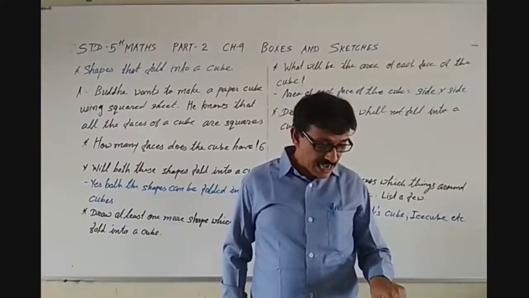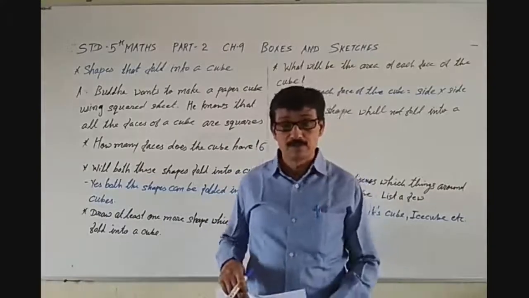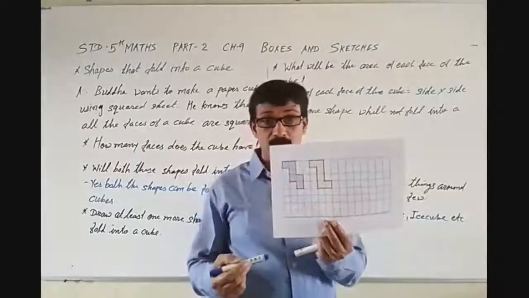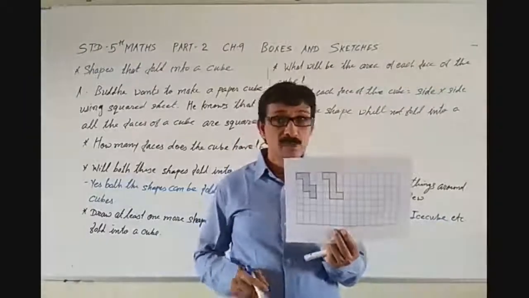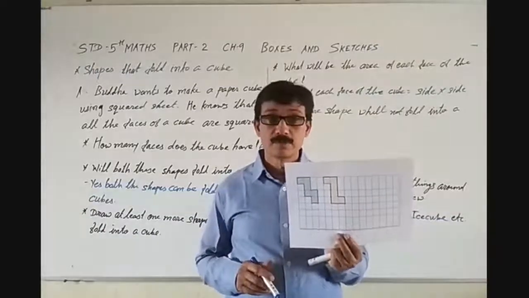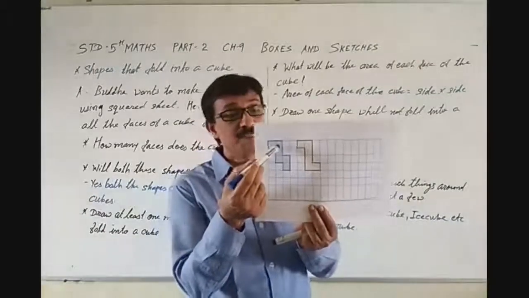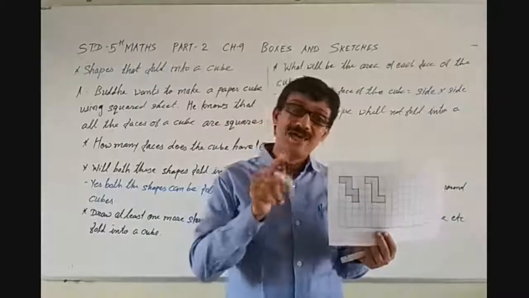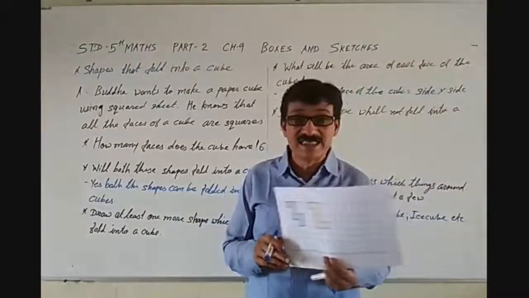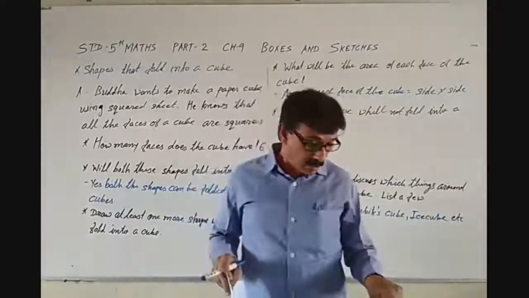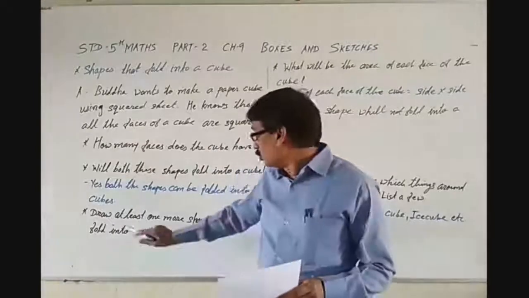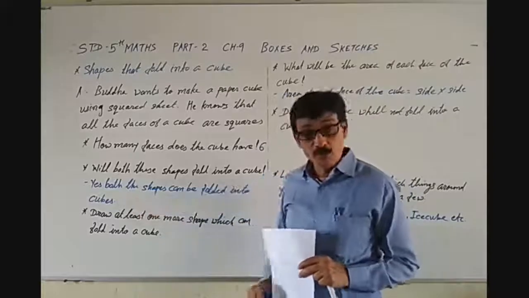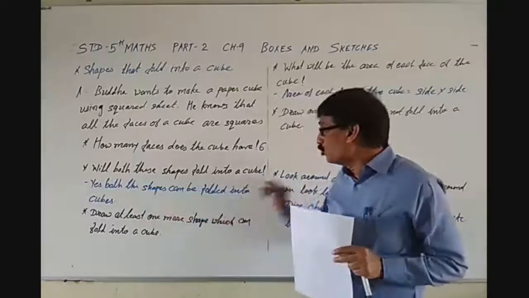Okay. Now after this grid, you can see some questions are there. Will both these shapes fold into a cube? Yes. Why? Because it is made up of same squares, and a cube can be made from squares. That is why we can say yes, both these shapes can be folded into cubes.